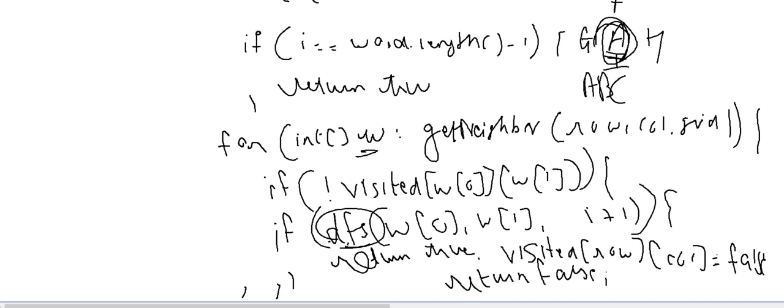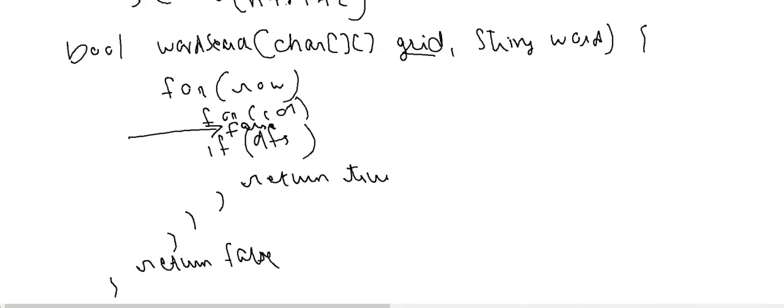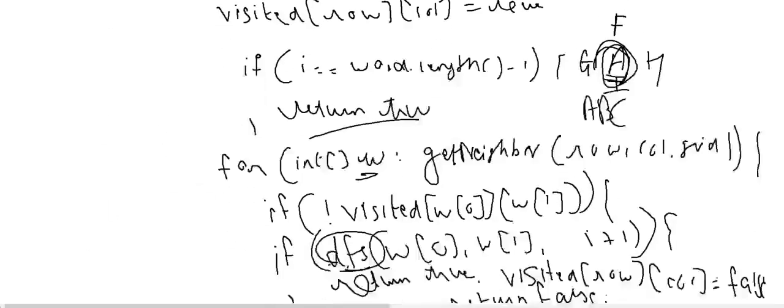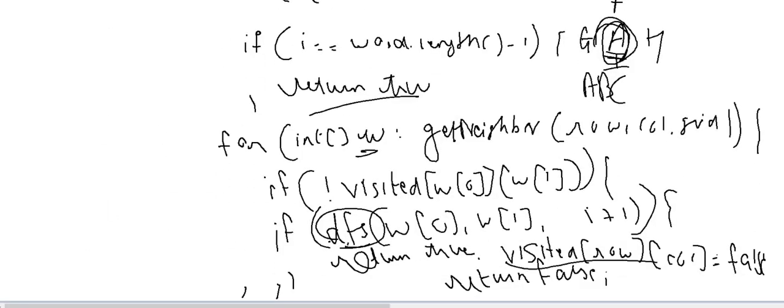Now in case of true, when we are returning true, we don't care about changing the visited array to false, because we already found the word and we are returning true from our DFS, and the DFS will end here, right? The DFS will end as soon as it returns true. So this is one way we are resetting the visited flag before backtracking.